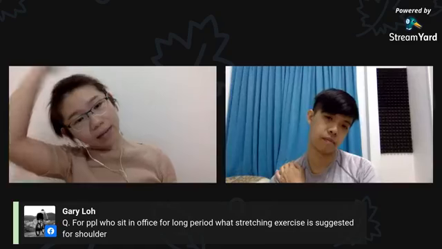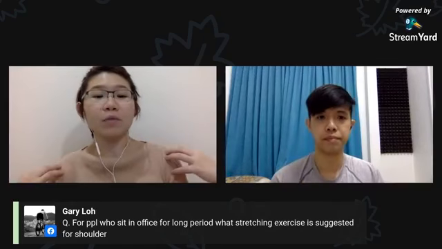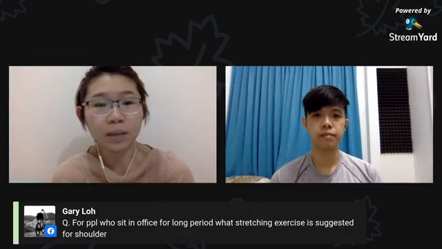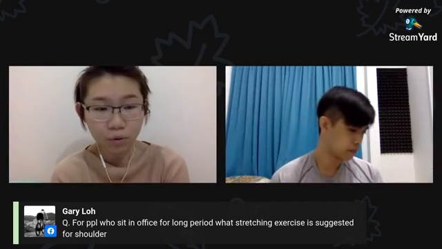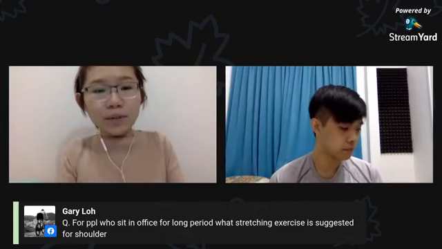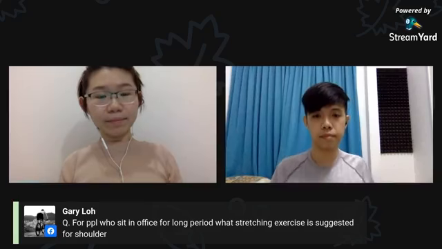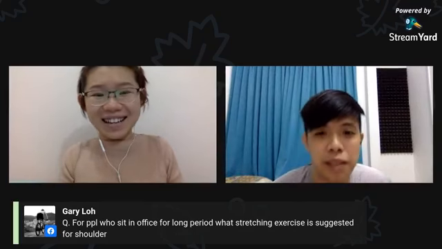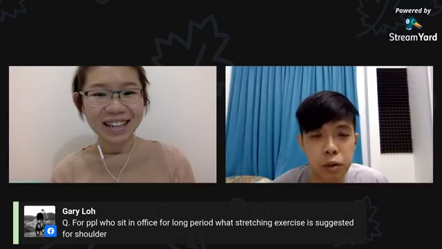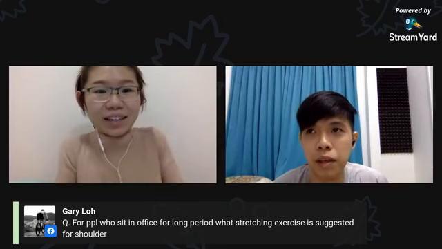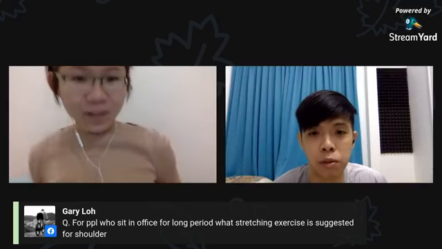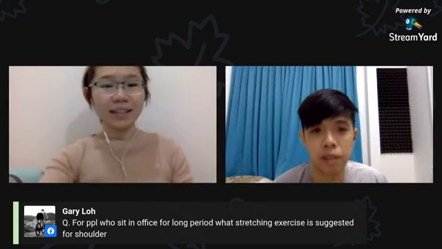And then the second thing is, because when we use the computer for long hours, over time we will tend to slouch forward. So what you have to do is lift and pull your shoulder blades backward. That is lift, and that is pull back. That is like a skill. Some people just cannot do it.